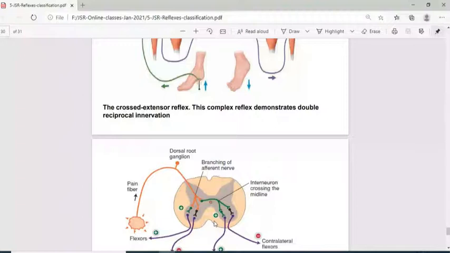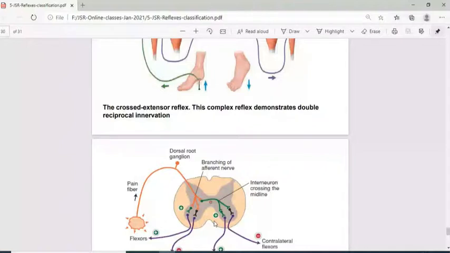So supposing after doing Jendrassik's maneuver, knee jerk is elicited. After that, we examine knee jerk on the left side. Okay, then when you are stating the result, you have to say knee jerk is intact on both sides, both left and right side. And if the examiner asks you what is the root value, you have to say the root value of knee jerk is L2, L3, L4.